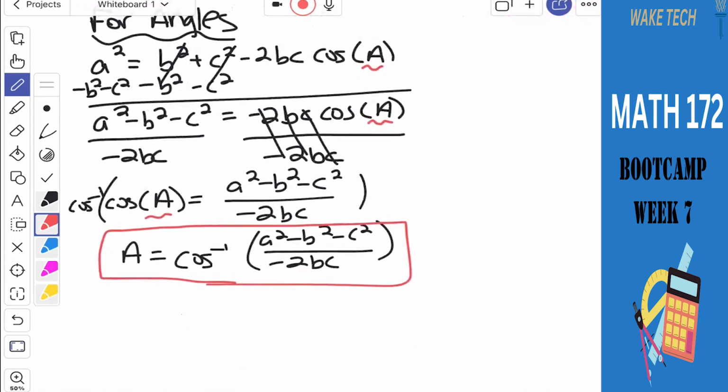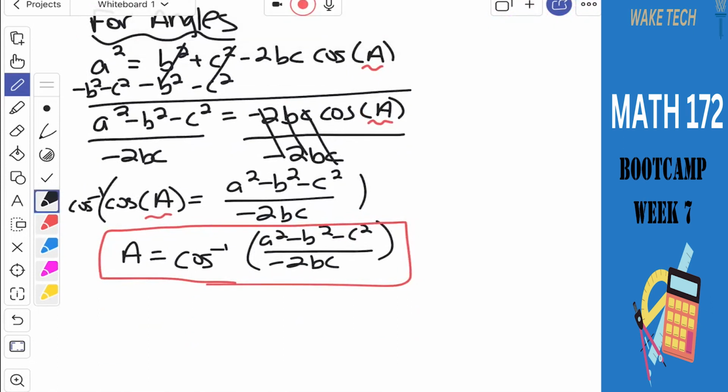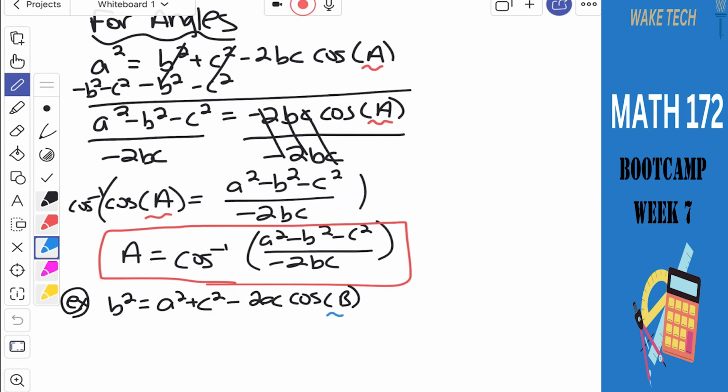Okay, so I'm going to scoot that up, and let's do the second equation there, b squared equals a squared plus c squared minus 2ac cosine b. I'm going to give you a minute or two or however many to try solving this equation for b, for angle b. And again, which will legitimately be part of your work for the week.